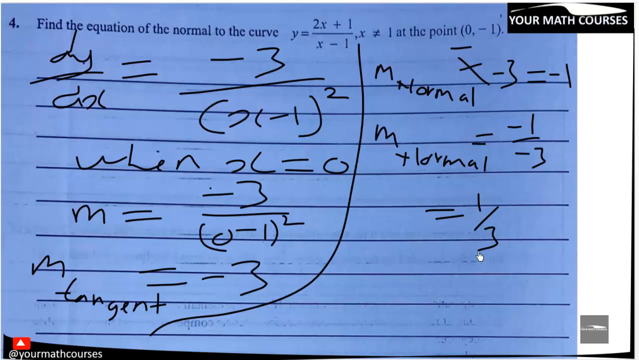So now, knowing the gradient, which is 1 over 3, and the point (0, negative 1), we can find the equation. The equation will be given by y minus y1 equal m times (x minus x1). So the y1 here is negative 1. So y minus negative 1, that is y plus 1, is equal to m, which is 1 over 3, times (x minus 0). So the equation of the normal is y equal to 1 over 3 x minus 1 in slope-intercept form.